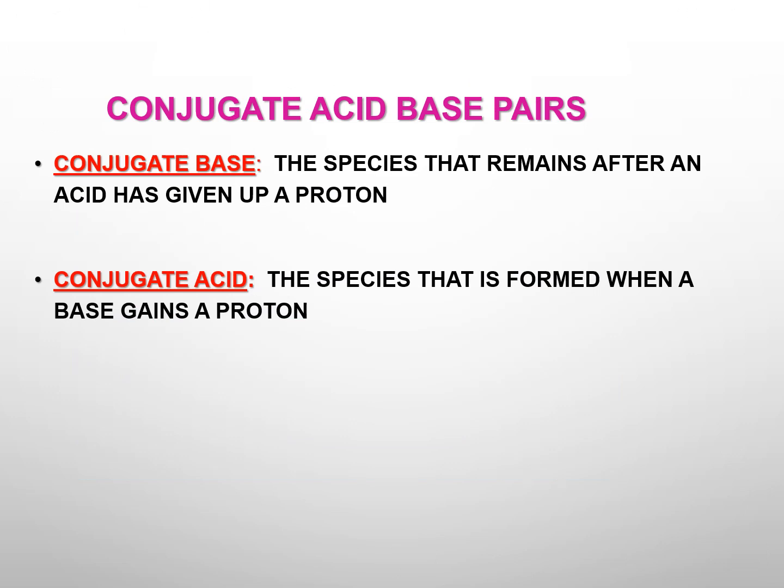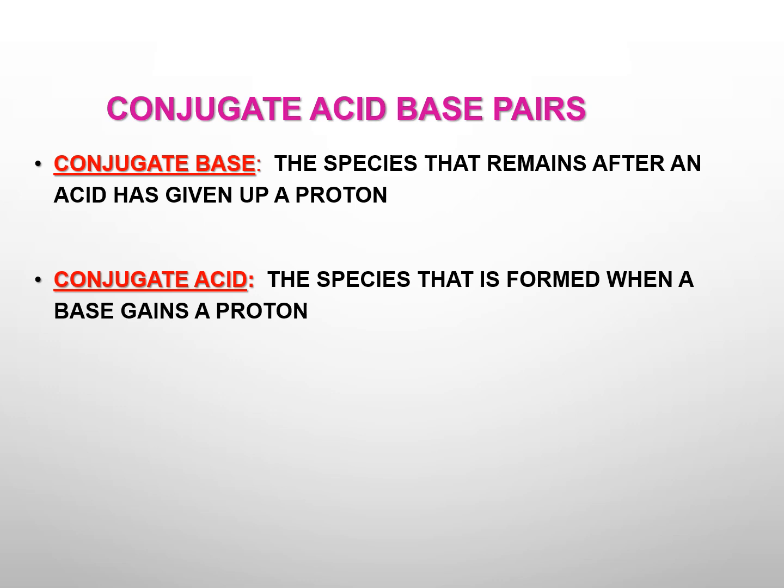Then the conjugate acid and base pairs. A conjugate base is the species that remains after an acid has given up a proton. A conjugate acid is formed when a base gains a proton.